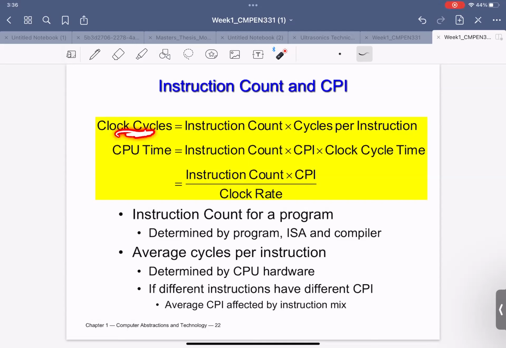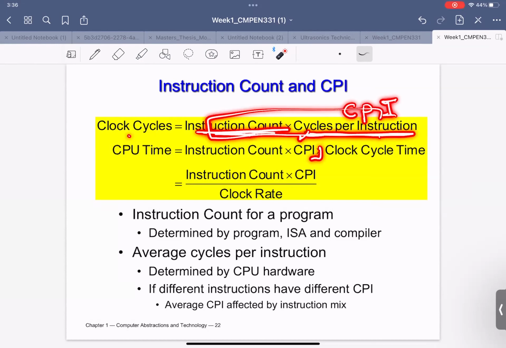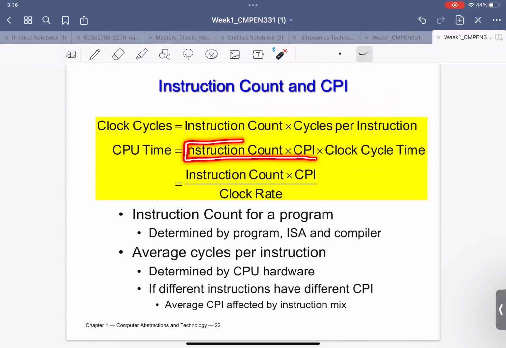The clock cycles is nothing but the instruction count: how many instructions do I have, multiplied by the cycles per instruction, which we refer to from now on as CPI. So you need to be familiar with that. CPI, cycles per instruction. Plug this here. So the clock cycles is equal to the instruction count multiplied by the CPI. And this is CPU time already multiplied by the clock cycle time. If you do these things, this guy is again here. The clock cycle time is 1 over F, and that's why it is equal to 1 over clock rate.